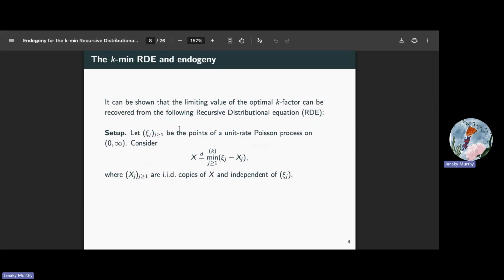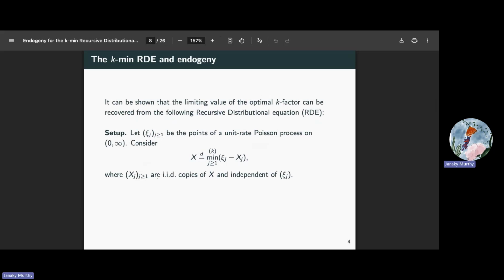Let psi j be the points of a unit rate Poisson process. Then consider this equation where x is distributed as the kth minimum of these adjusted costs psi j minus x j, and x j are IID copies of the random variable x and independent of the driving noise psi j.